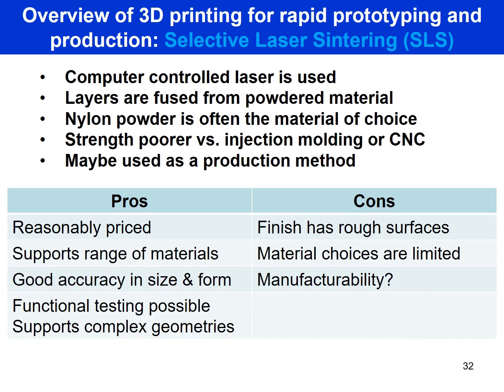Selective laser sintering: a computer-controlled laser is used, and the layers are fused from powder material. Nylon powder is often the material of choice. Strength is poorer versus what one would get by injection molding or CNC machining, and it may be used as a production method. The advantages are reasonably priced, supports a range of materials, good accuracy in size and form, functional testing is possible, and it supports complex geometries.